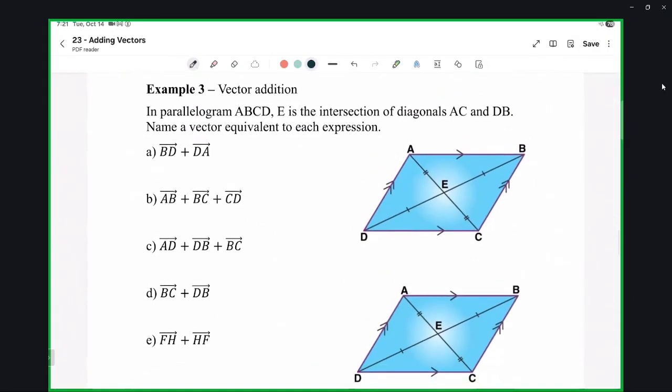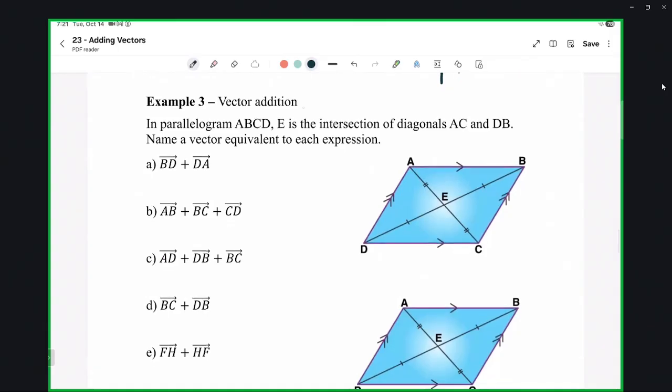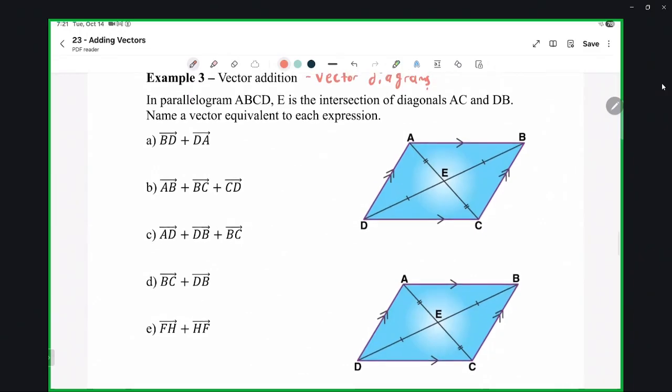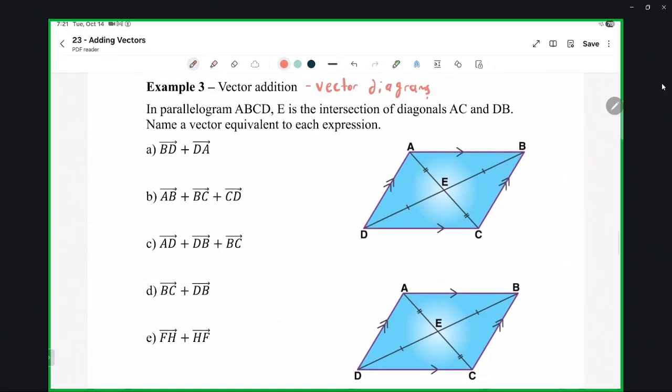Okay, so we're going to have a look at some vector addition. And so note that these are going to be our vector diagrams. And in this course, we do a lot of these. And so just become comfortable with them.